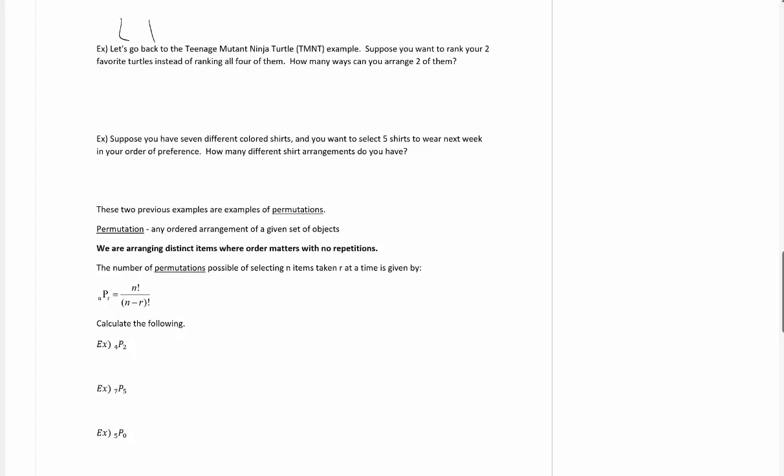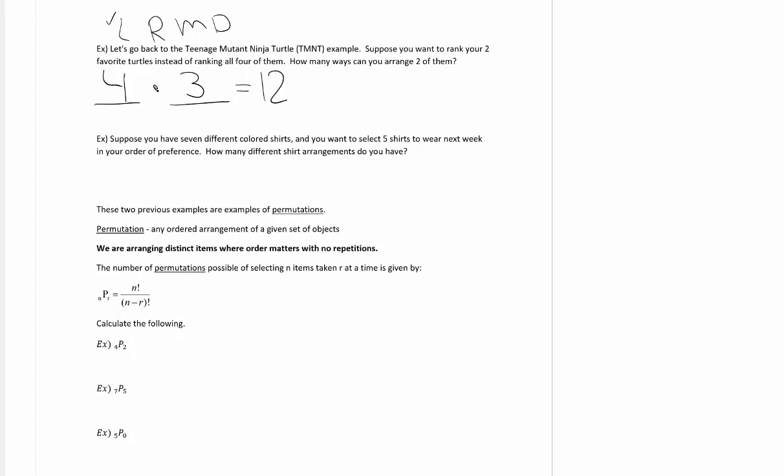So remember, it's Leonardo, Raphael, Michelangelo, and Donatello. Only ranking the top 2. So there's 4 to pick from the beginning. We're not going to pick the same turtle again, so there's only 3 to pick from. And there's 12 different ways that I can arrange 2 turtles out of 4, where order matters.